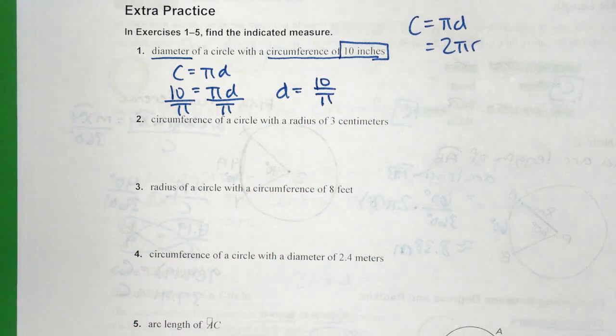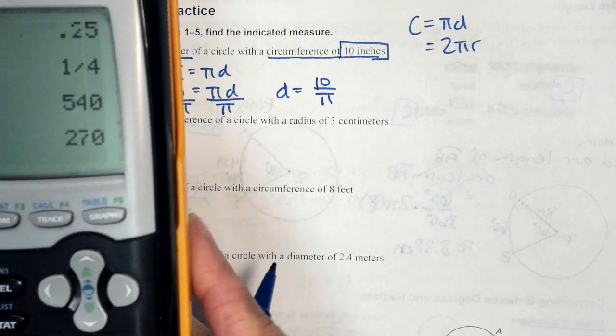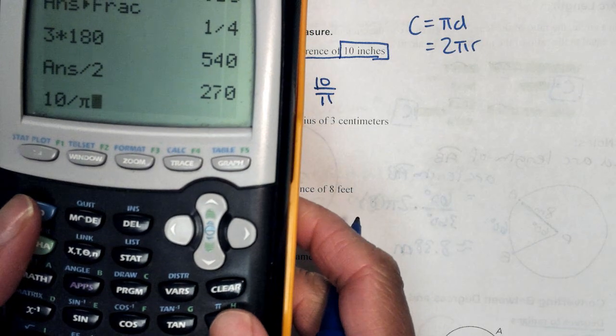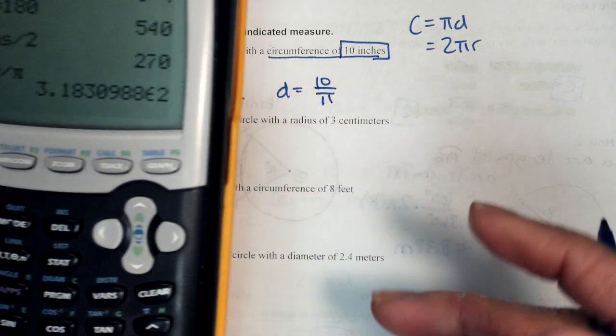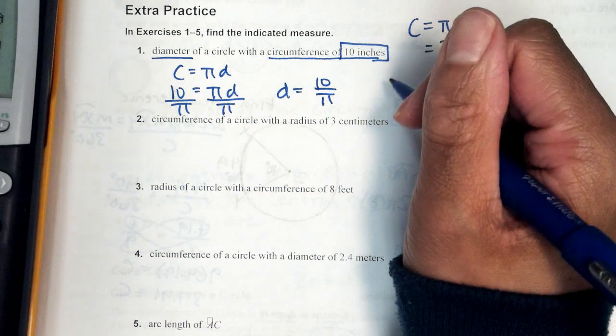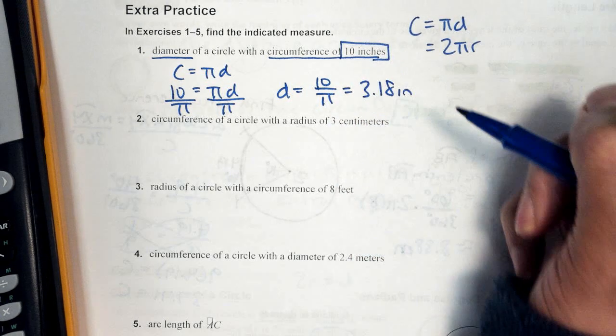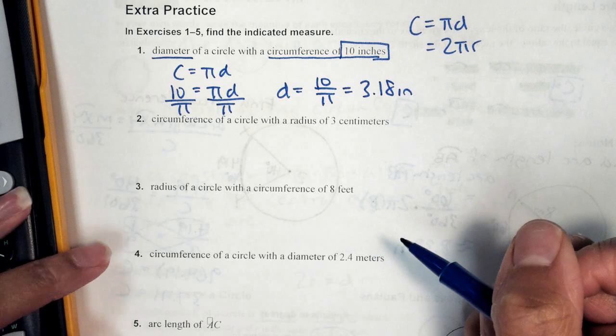And then remember, in our calculator, we can do 10 divided by our second caret, pi, and then we get 3.18 inches for our diameter. So let's move on to our second one.